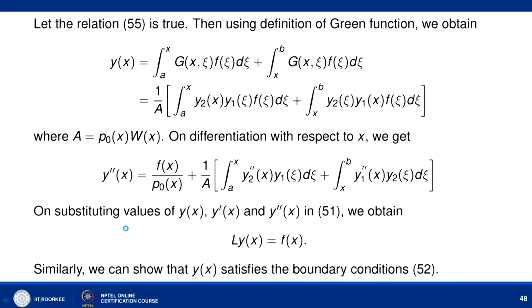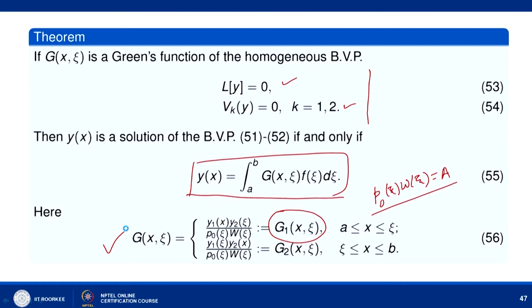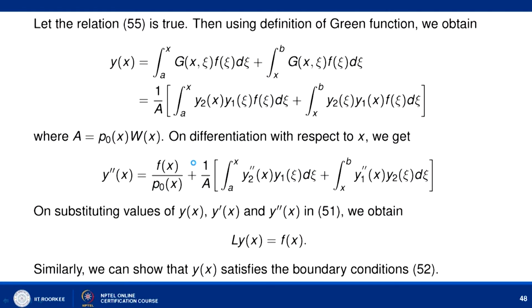So let relation 55 be true. That is, y(x) is given by the integral from a to b of G(x, xi) f(xi) d xi, and then we want to show that it is a solution of the non-homogeneous boundary value problem. So we have to show that if y(x) is given by this, then it satisfies the problem Ly = f(x). For that we have to show that y satisfies this non-homogeneous equation.